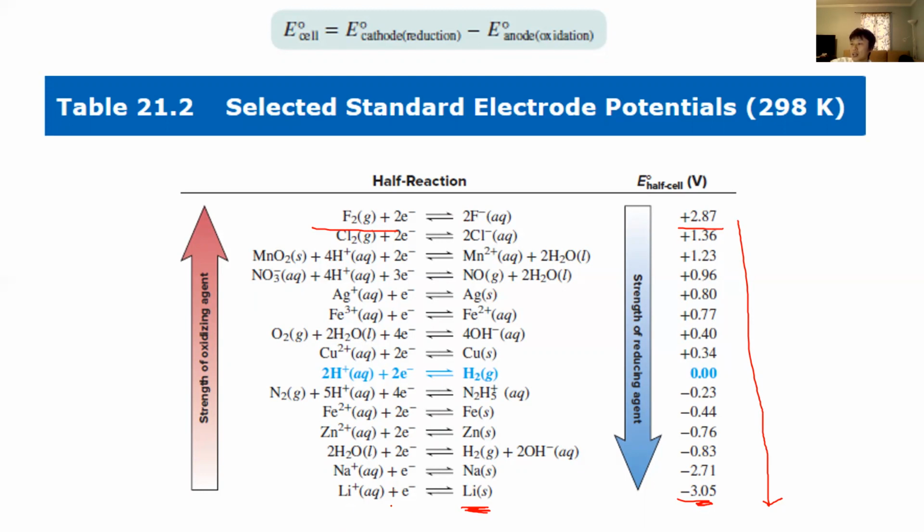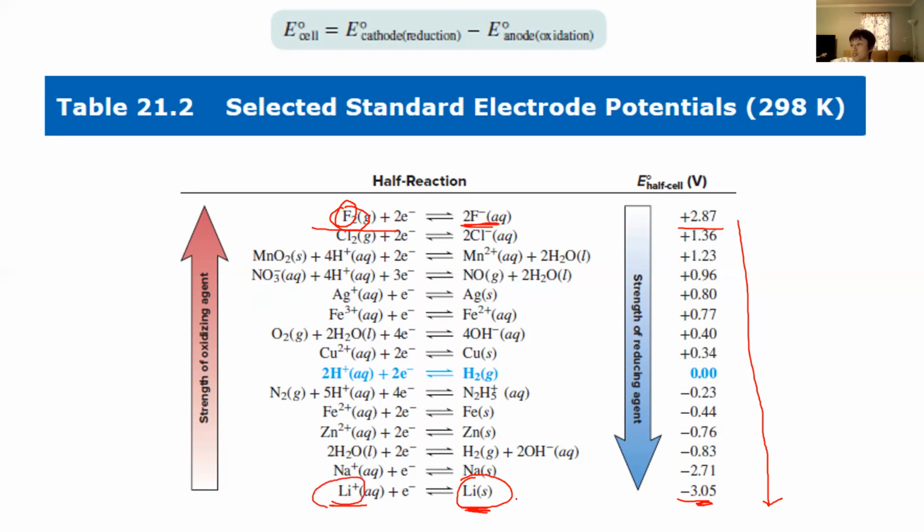On the other hand, for the corresponding oxidant, the higher their position, the more positive this half cell, the stronger the oxidant. So this will be the strongest oxidant. This is the strongest reductant. This is the weakest reductant. This is the weakest oxidant.